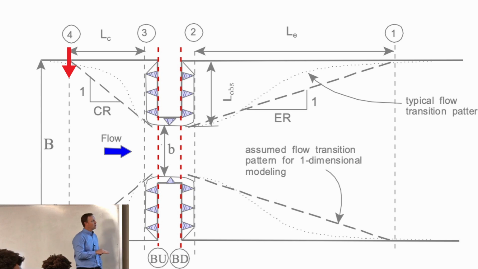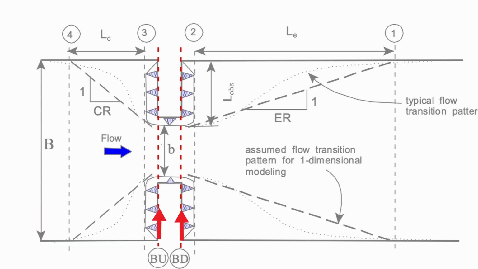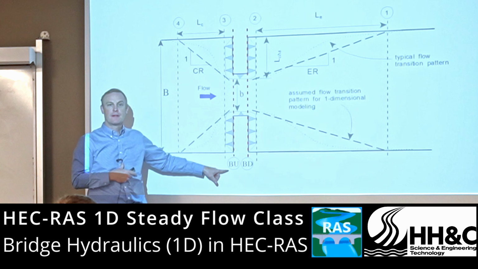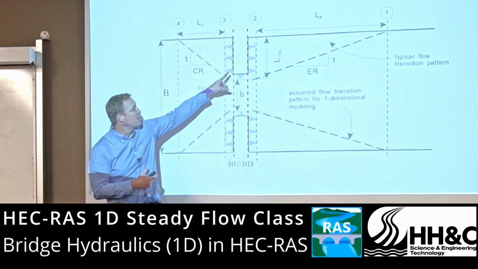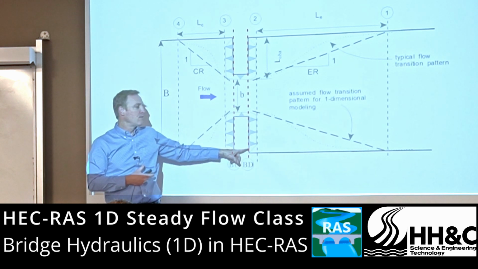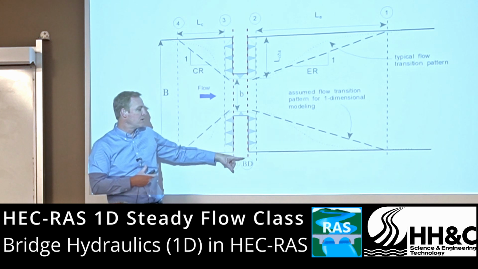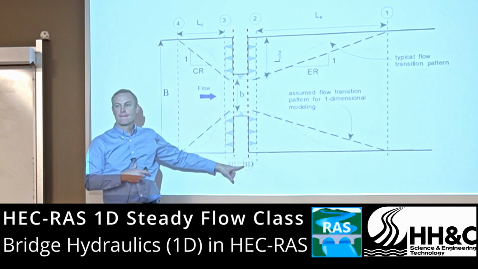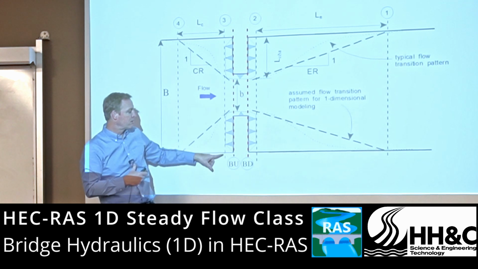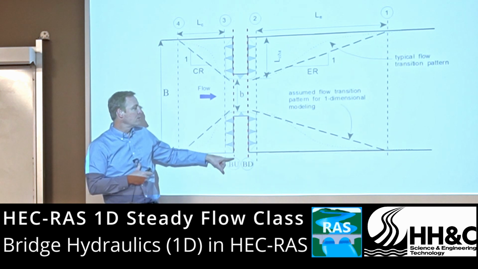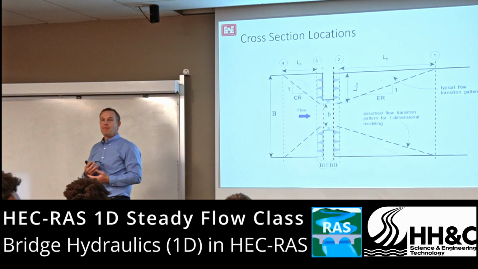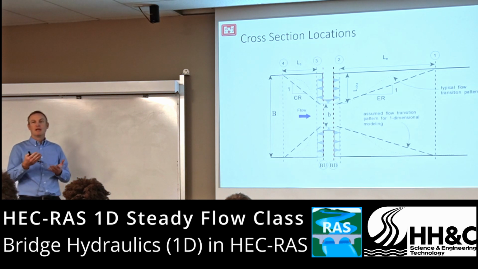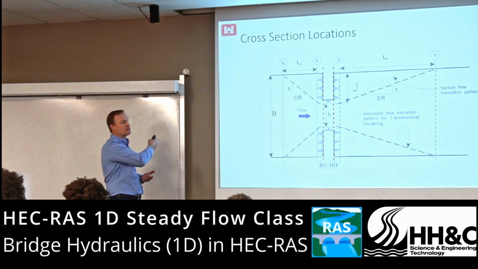And then RAS is going to add 2 cross-sections interior for bridge computations. We call those bridge downstream and bridge upstream, or BD and BU for short. These cross-sections are going to end up being a copy of 2 and 3, so cross-section 2 gets copied, and then we enforce the bridge deck onto BD. And then BU is a copy of cross-section 3, but we enforce the bridge deck onto BU. Okay? And so depending on which bridge modeling method we're using, we'll be doing different computations through those 6 cross-sections.